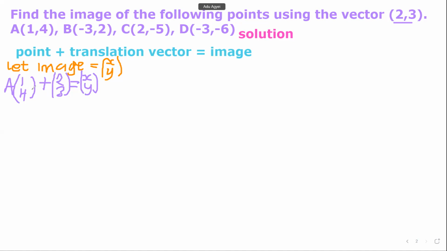We are going to solve them using the equation, because we have the equal sign. You add the top, which associates to x, and then you add the bottom, which leads to y. So now we have 1 plus 2, which is equal to x, and 4 plus 3, which is equal to y. Therefore, 3 is equal to x, and 7 is equal to y.